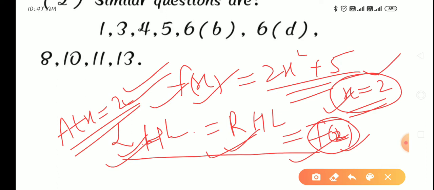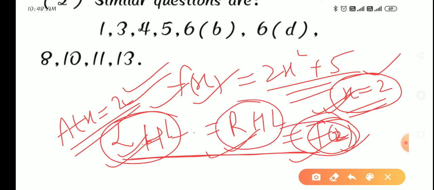Or it will be said in the question, this is the function and you have to examine the continuity at the particular given point. So you will find LHL at the given point, RHL at the given point and functional value at the given point. If all three are equal, then only you can say the given function is continuous at the given point, otherwise not.